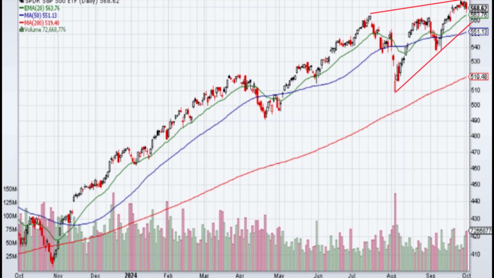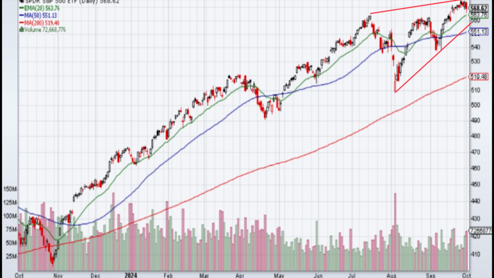If SPY breaks below the 20-day EMA but finds support at the 50-day SMA around $551, this would serve as a secondary buying opportunity. Again, a stop loss can be placed slightly below the 50-day SMA to protect from further downside. Now, if you're considering a short position, you'll want to focus on the key resistance levels.